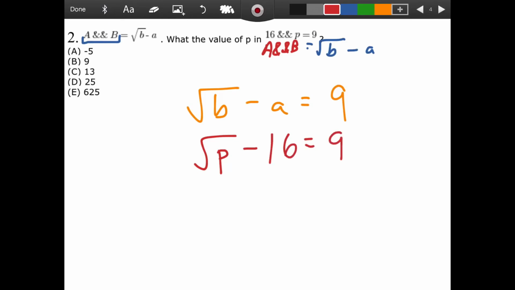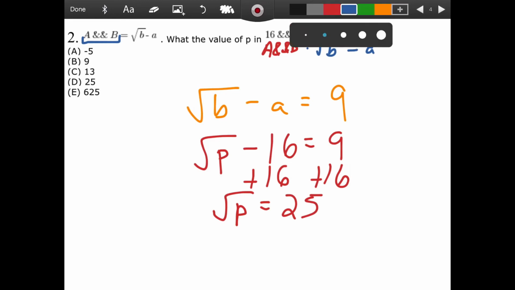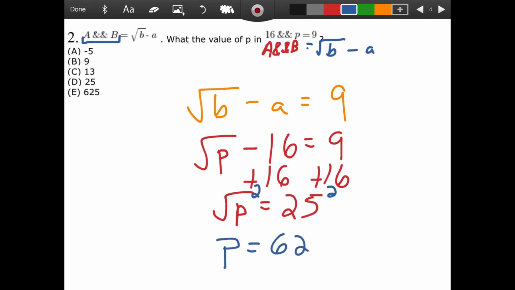Now we just have to do a little algebra. Add 16 to both sides. We have the square root of p equals 25. Don't think, right, this is 5. If there's a fill in, don't let that fool you. Since it's a square root, we have to square both sides, and we get p equals 625.